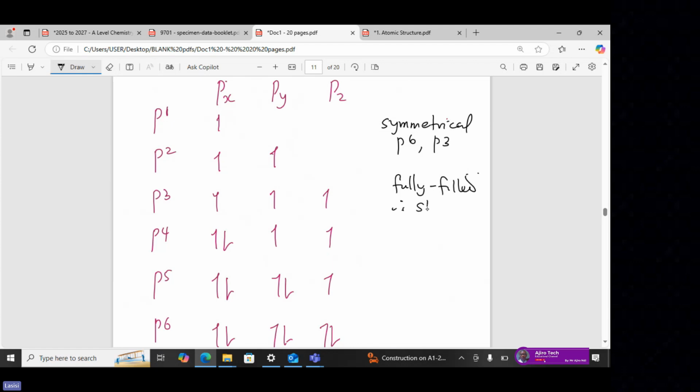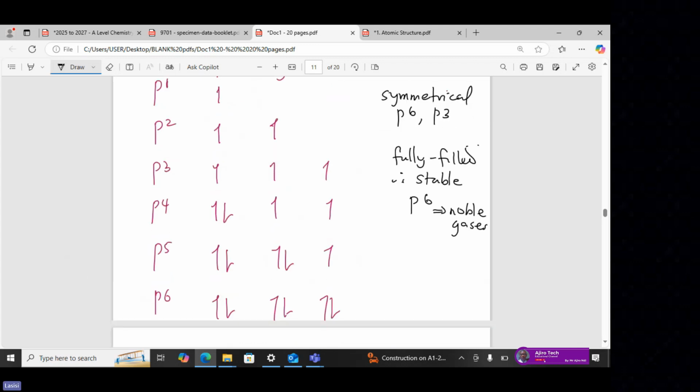Therefore, stable. Which one is that? It's P6, and that is for noble gases. Can you see how they are stable now? All noble gases are P6. All of them, except helium, that first guy. Is that okay? Yes. Now, which of them is a strong oxidizing agent?